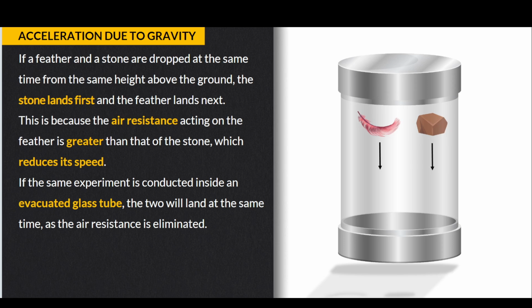I mean, you just take it inside this box. So if a feather and stone, if you drop them at the same time, the stone lands first and the feather lands next. This is because air resistance acting on the feather is greater than on the stone, which reduces its speed. Air resistance acts in the upward direction, and because there is a force pulling it upward, its speed is less than the stone.